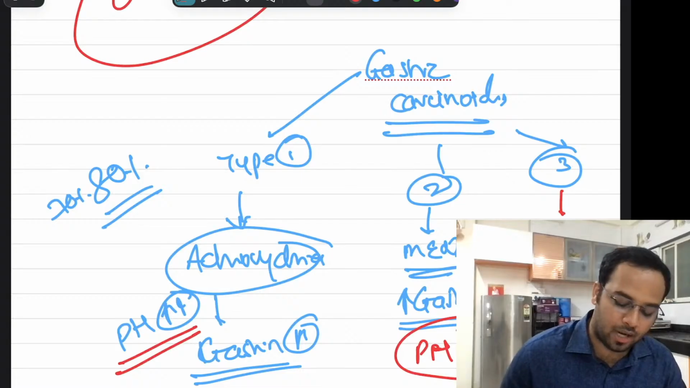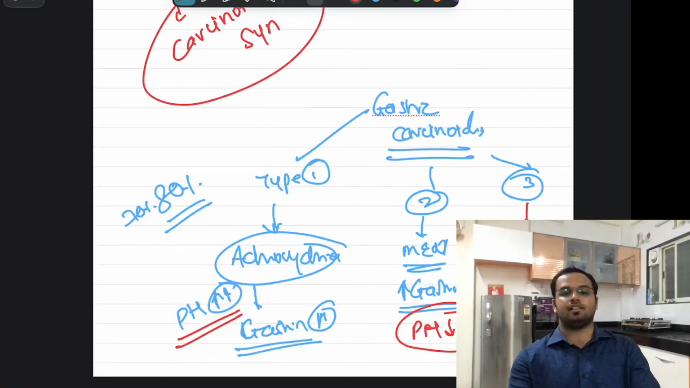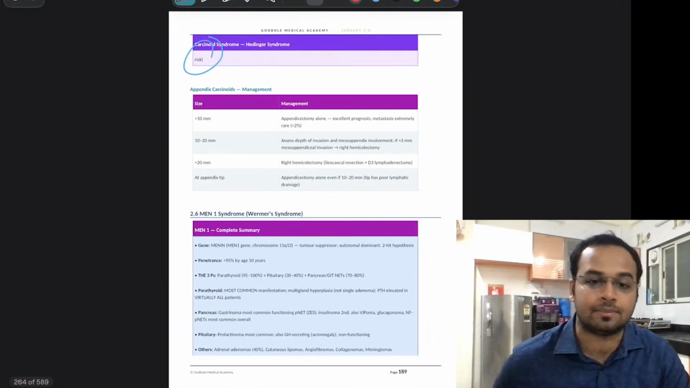And type 3 is a sporadic tumor, and it is going to have malignant potential. So I hope it is a take-home point from gastric carcinoids.